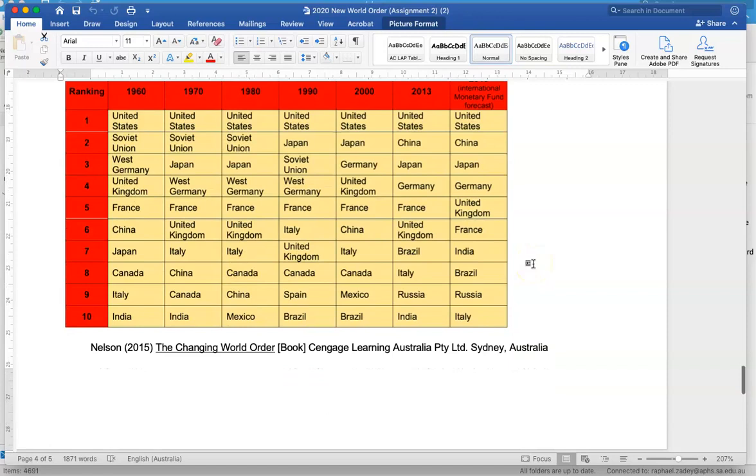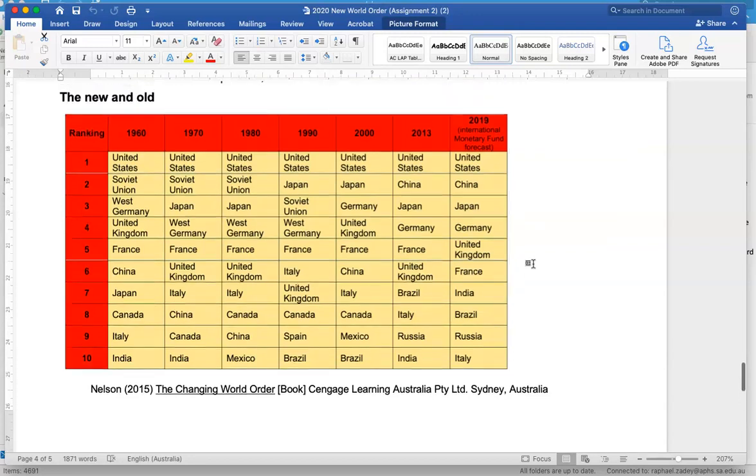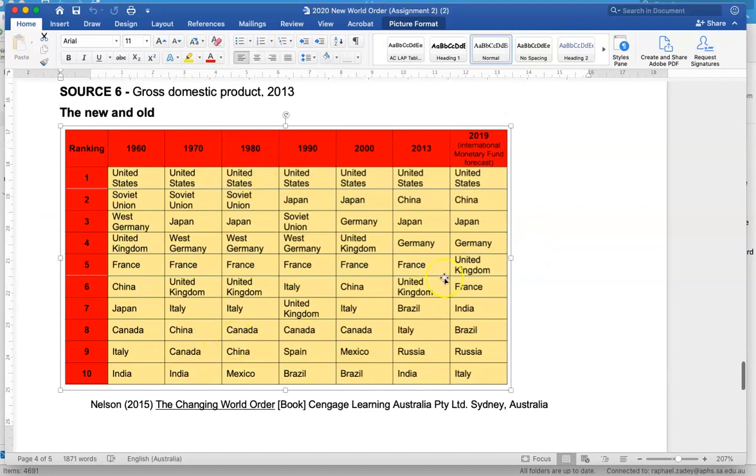How do the sources differ? Sources 4 and 5 state that Russia and Brazil relied on commodity prices, but 6 does not provide this information. Because 6 is a table, it doesn't make any comments about where these countries' wealth came from. It only states their relative position. So there's no information there.